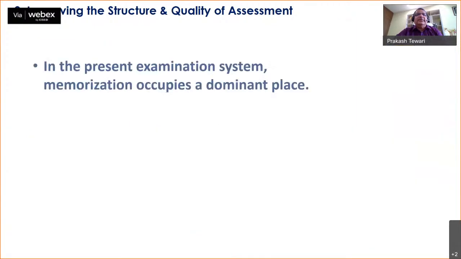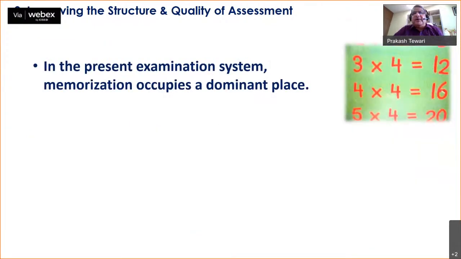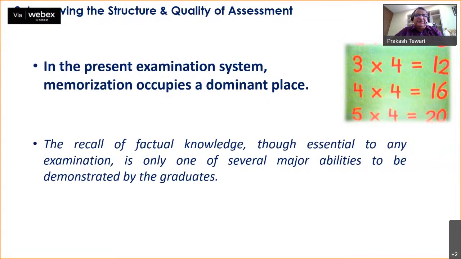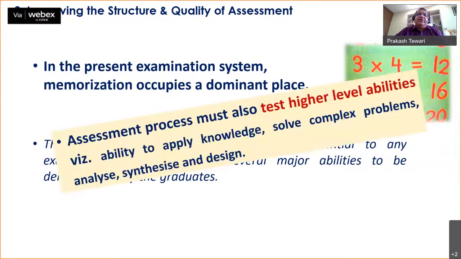Okay. This also we have seen, that memorization occupies a dominant place in the current examination system. But what is important is that we should train our students and test them through our assessment process. We should also test them for higher level abilities: they should be able to apply the knowledge, solve complex problems, analyze, synthesize, and design. That is, higher order abilities. We should train them and assess them for higher order abilities like analyzing, evaluating, and creating. Then the question comes, how will we ensure it?